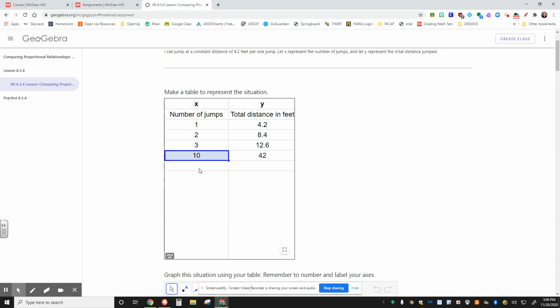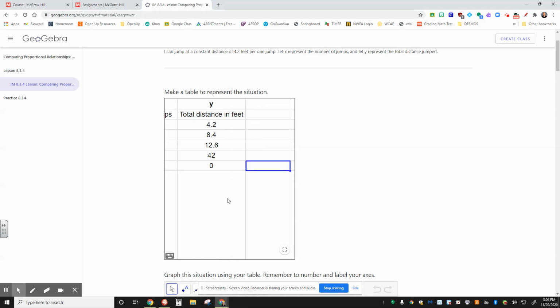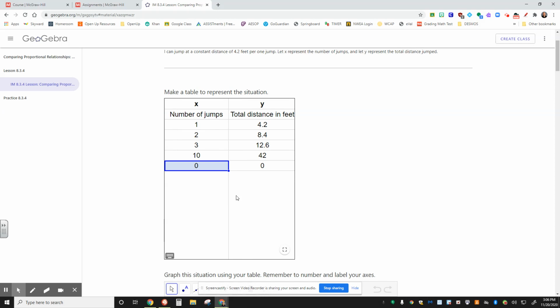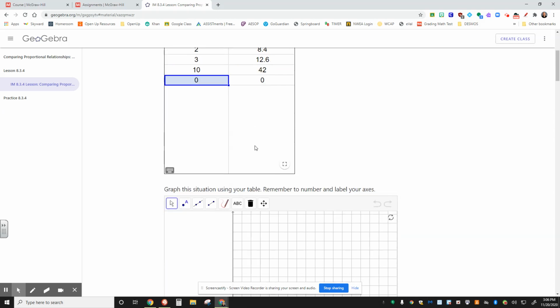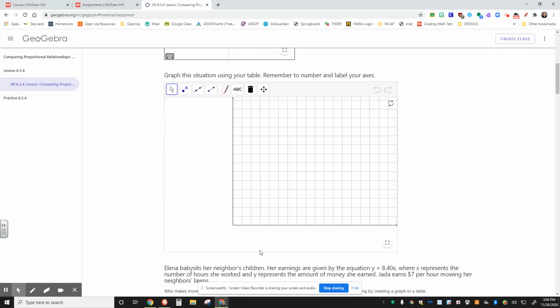One of those numbers that I didn't include is this. If I don't jump, then I don't travel any distance. And that 0, 0 is kind of nice because it's going to help us make a nice straight line. When I look at my numbers here, I see that 42 is the largest number that I need to do on my y-axis. And I see that 10 is the value that I need to get out to.